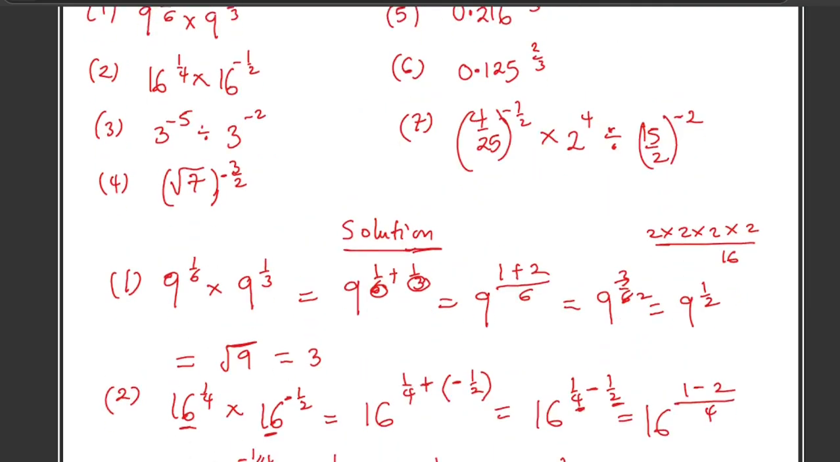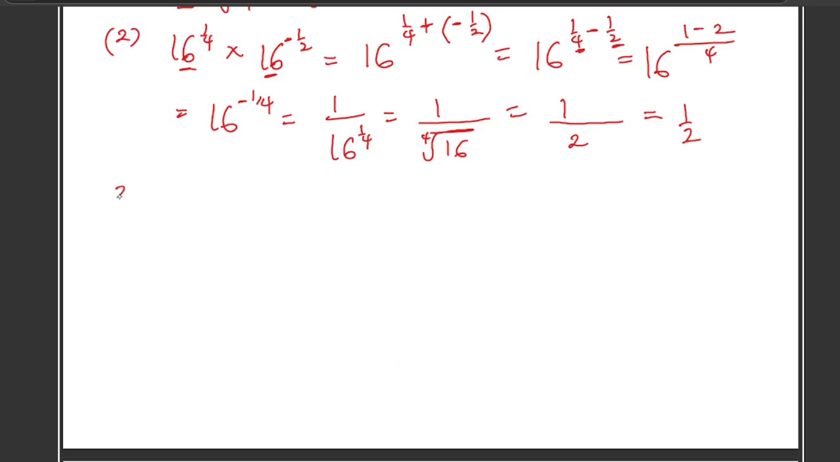The third question is quite simple. 3 to the power minus 5 divided by 3 to the power minus 2. Applying the second law here: we divide two numbers in index form and they have the same base. So it simply means 3 to the power minus 5 minus, because you are dividing, minus 2. So take note of that.